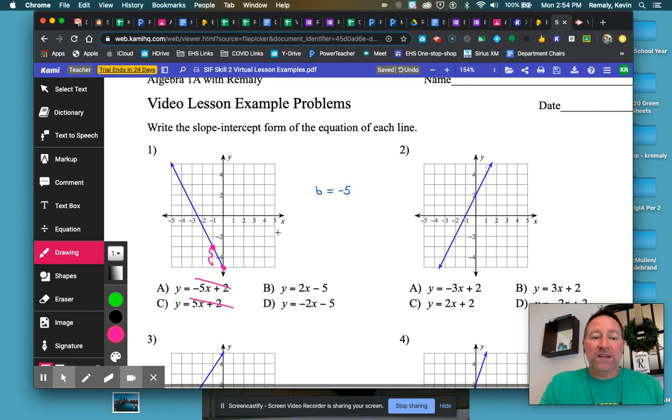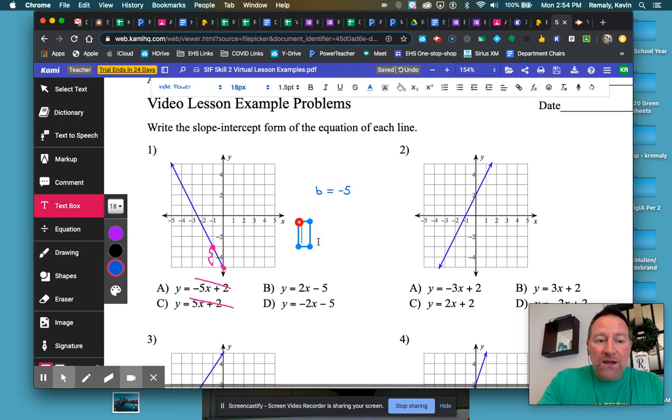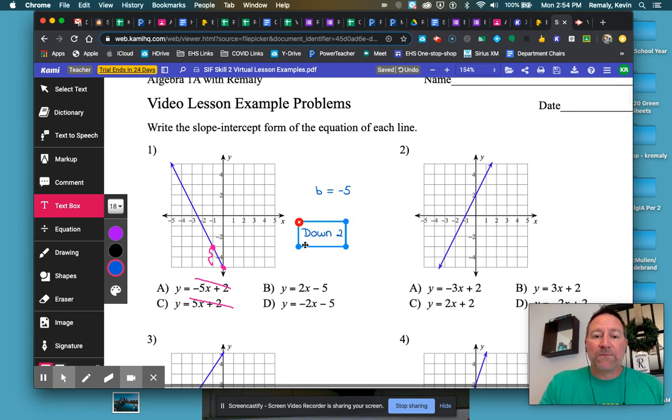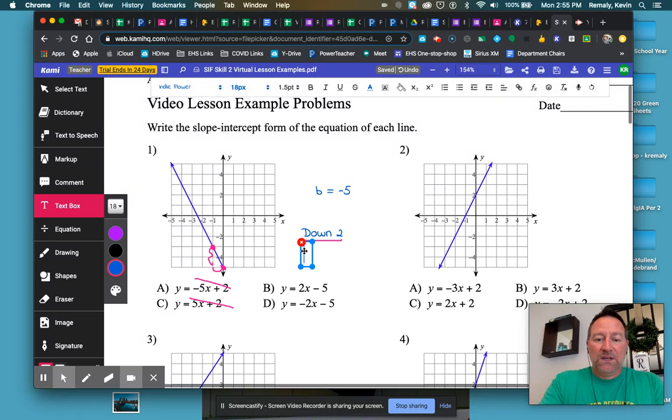So since I went down 2 for my rise, and then I can calculate my run. So from here, I went down 2, and then I'm going right. And then I'm going right 1.